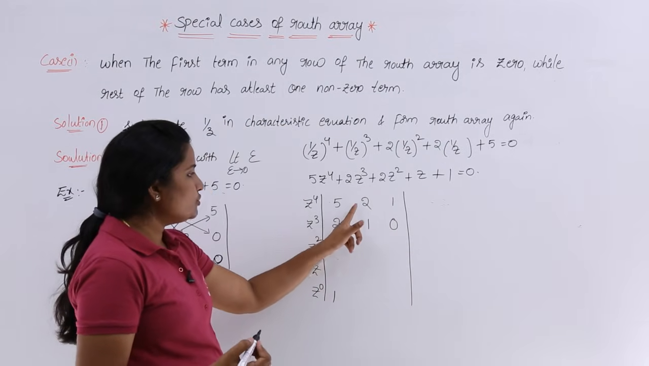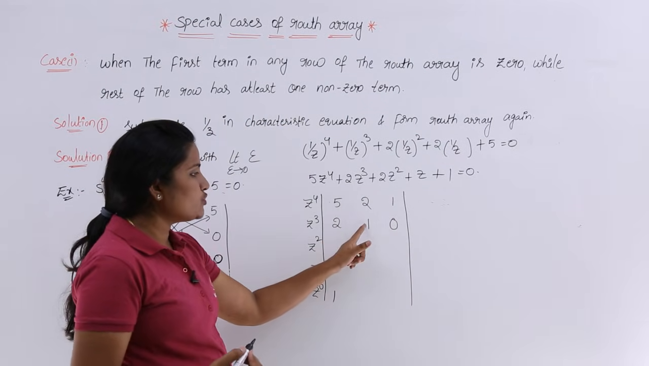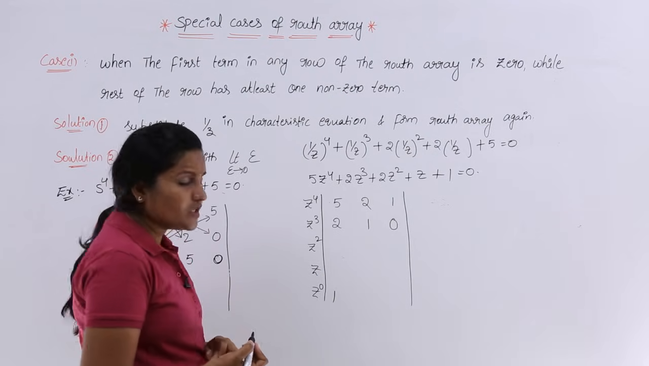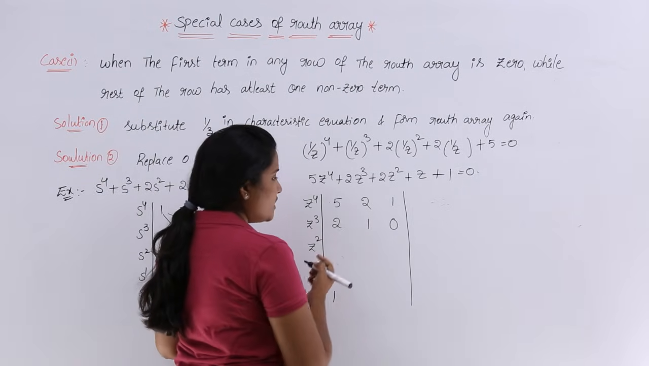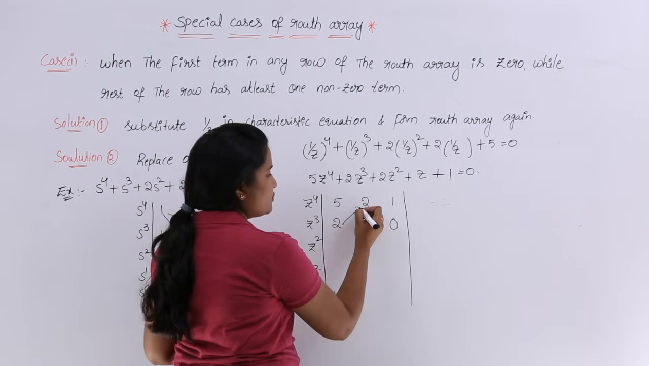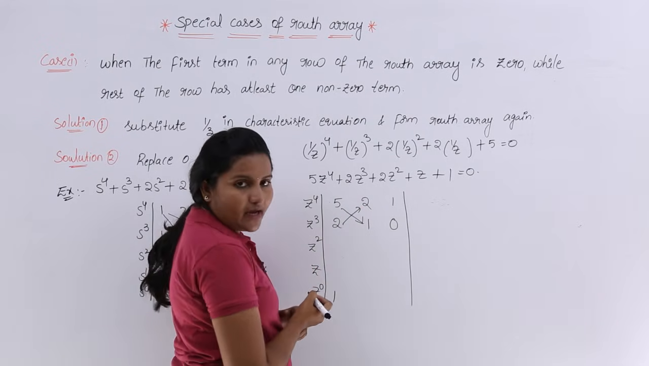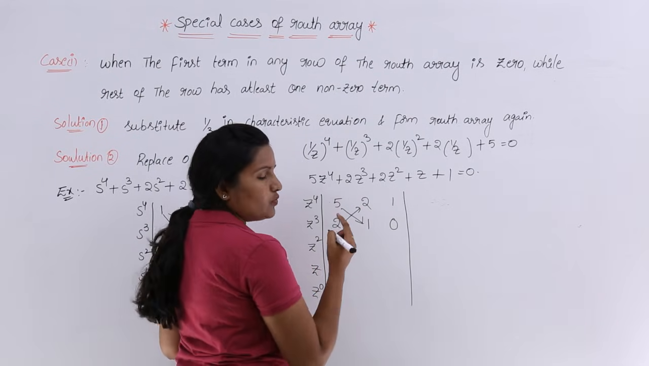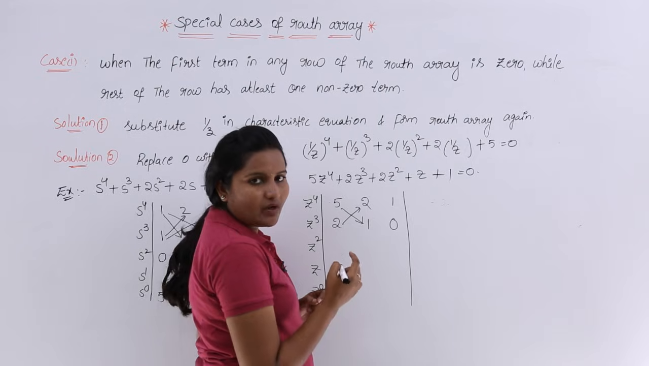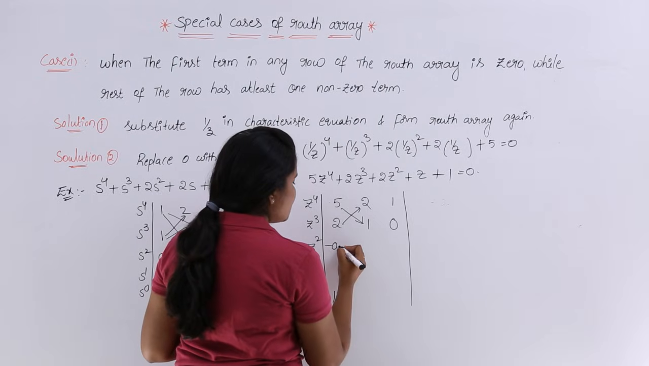So here, 2 into 2 minus 5 into 1 divided by 2. 2 into 2 is 4, 4 minus 5, so 2 into 2 minus 5 divided by 2. You are going to get minus 1 by 2, minus 1 by 2 means minus 0.5.